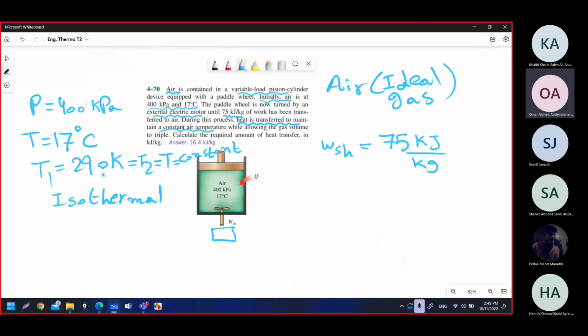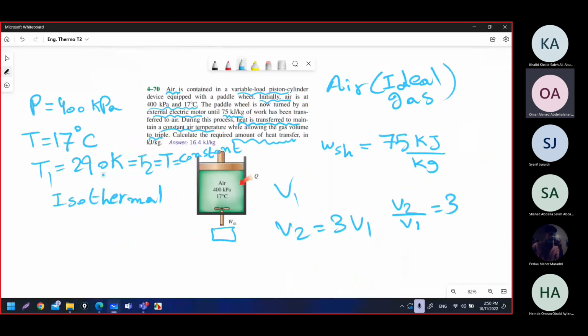While allowing the gas volume to triple. So initially we have a volume for the gas, V1. Then this volume is tripled, so V2 is equal to 3 times V1. The ratio between V2 over V1 is equal to 3. He asked to calculate the required amount of heat transfer in kilojoule per kilogram.